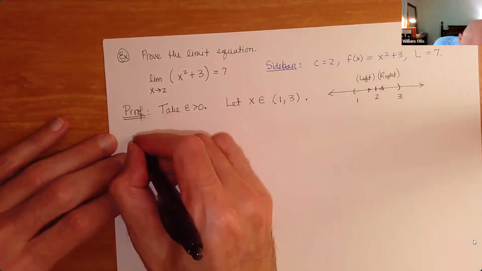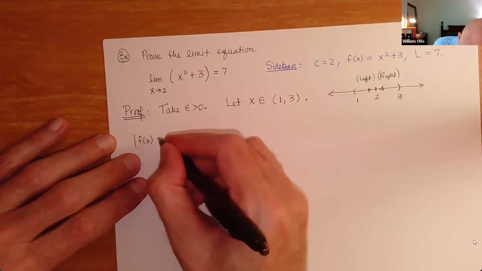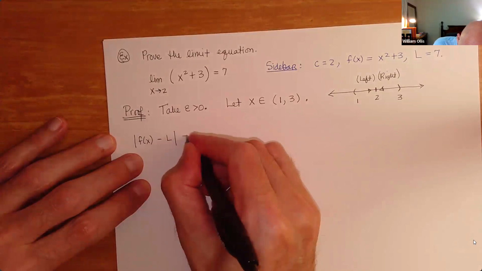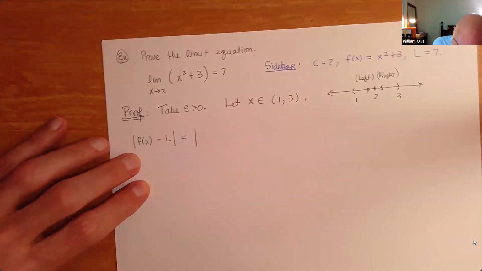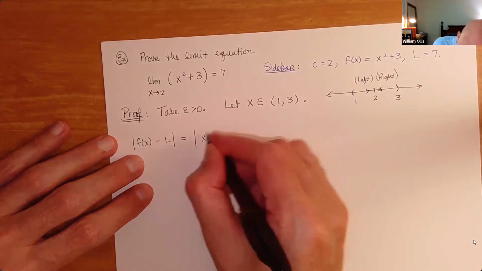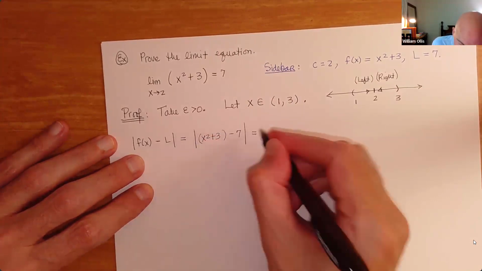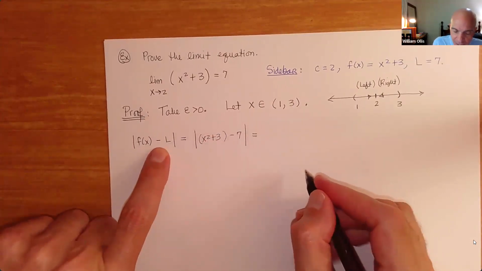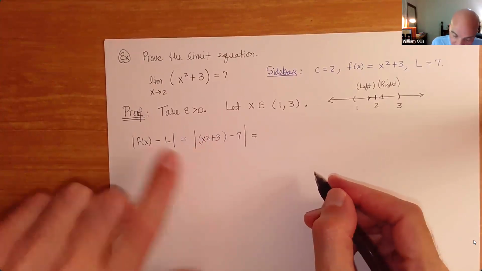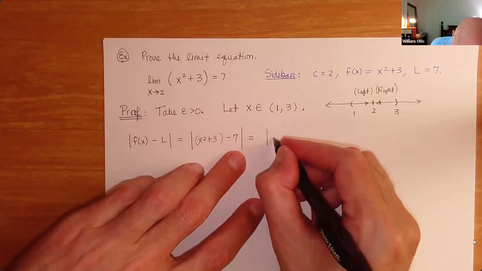Now, let's look at f of x minus L. So we'll go ahead and fill all this in. So we have x squared plus 3 minus 7. Now, of course, this simply just ties the definition to the particular problem. That's the only reason I'm doing that. And so now, of course, 3 minus 7, that gives us a negative 4.